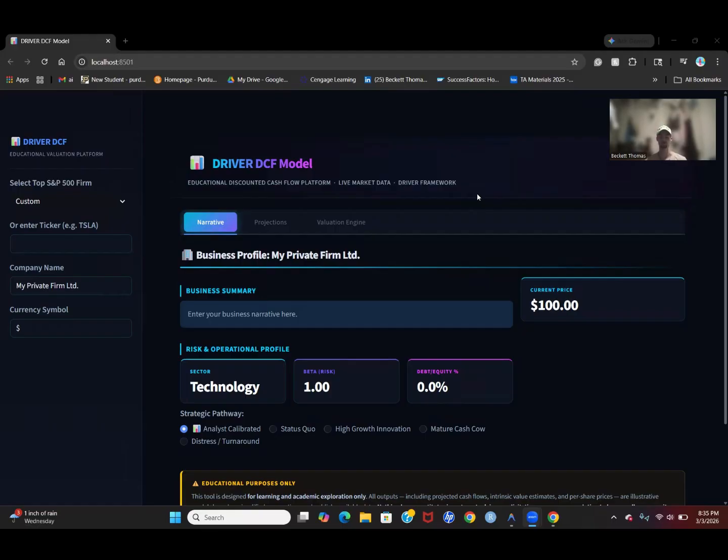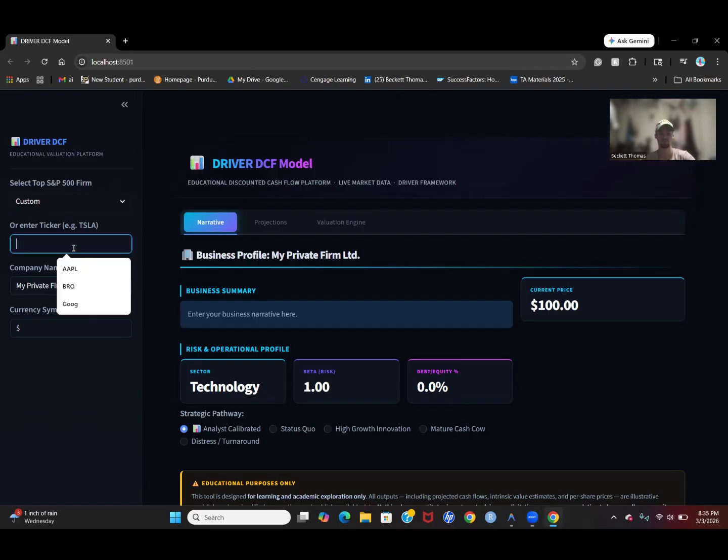My goal was to build something that felt more like a financial cockpit where you enter a stock ticker, the app pulls real market data automatically, and you can immediately see and manipulate a full DCF valuation in real time. Let me show you how it works. I'm going to use Apple, which is the ticker AAPL, as my example today.